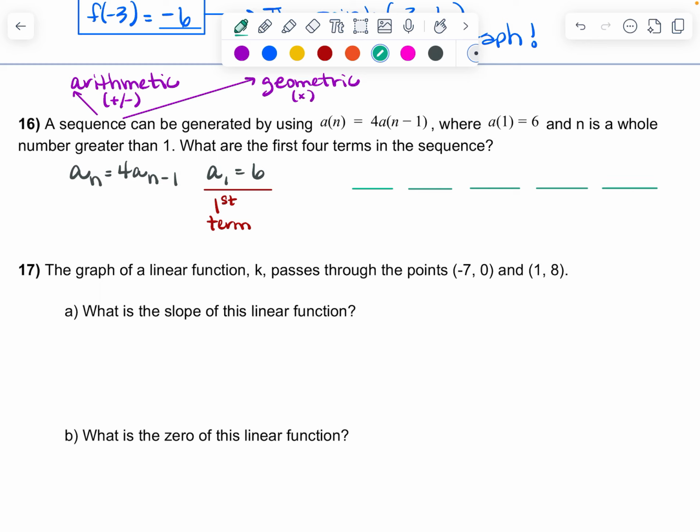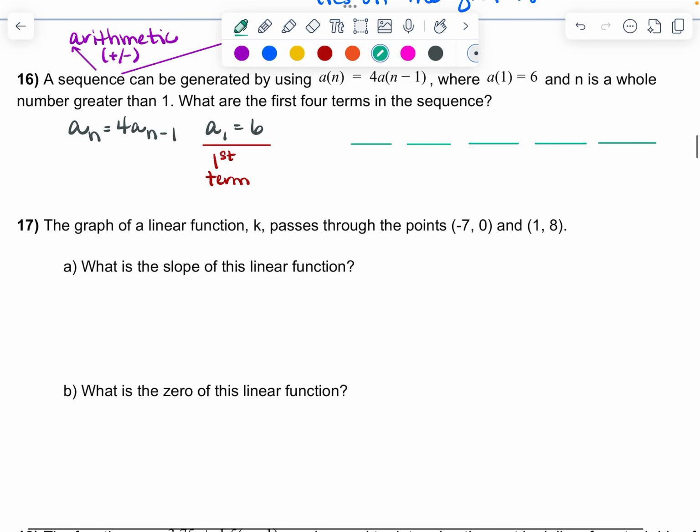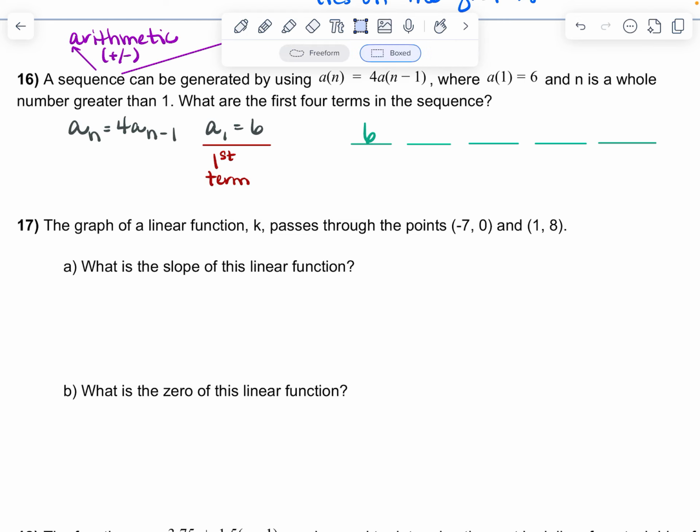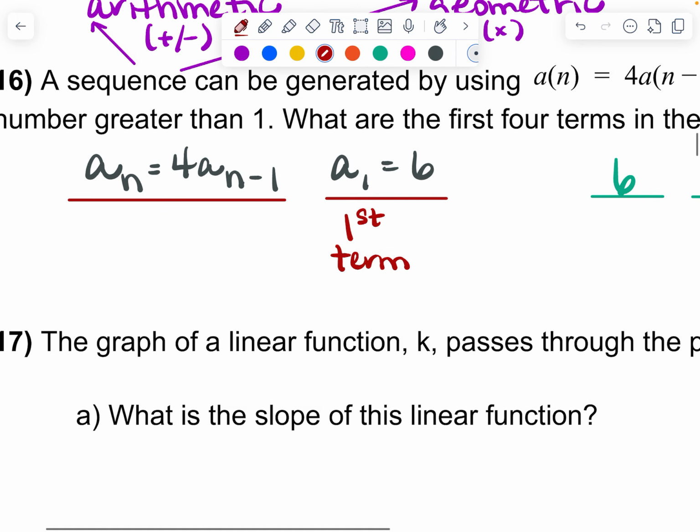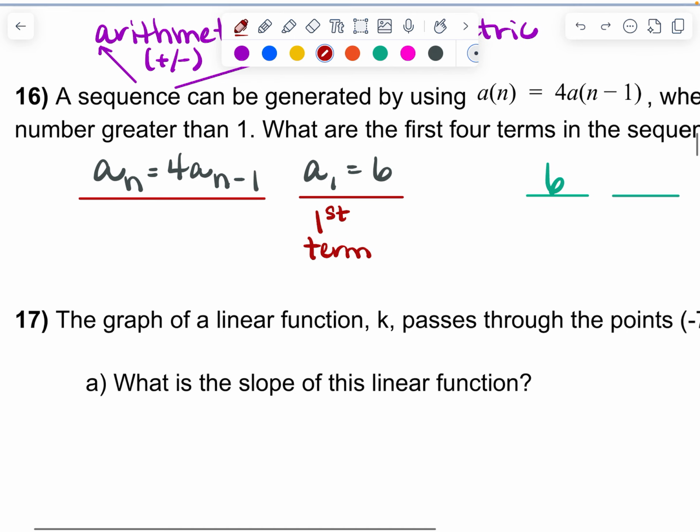There we go. All right, so essentially, let me make that one really short. Okay, so essentially it's saying the first term is 6. All right, so I'm literally just going to say A sub 1, and I'm going to move that over here. Now what this is telling me is that to get to the next term, or any term, I take the term before it and I multiply by 4.